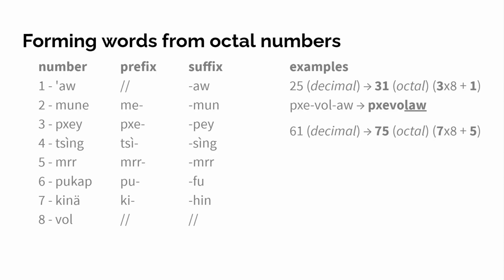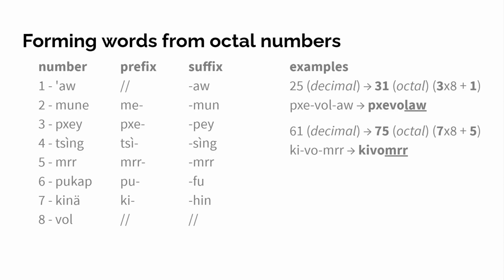Another example, 61 decimal becomes 75 in octal. That would be 7 times 8 plus 5. So 7 times 8 we get ki vol, and then mr for the 5. And now you see something interesting. The L from the vol disappears. This happens in all cases except if the vol is at the end.